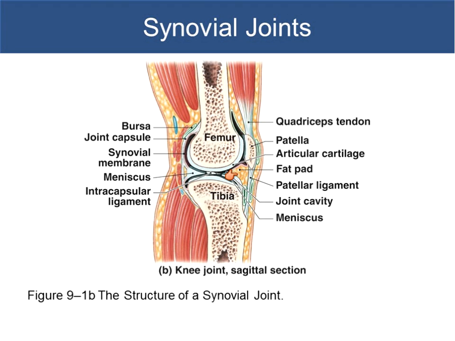Even with all of the stuff that we're seeing in this joint, we're still missing your ACL and your PCL. It's probably because of the way that we made this sagittal cut here. So these are just a lot of the important features of a synovial joint. And in fact, many of these structures you're going to become very familiar with in our next upcoming labs.